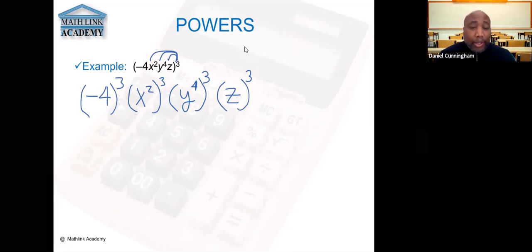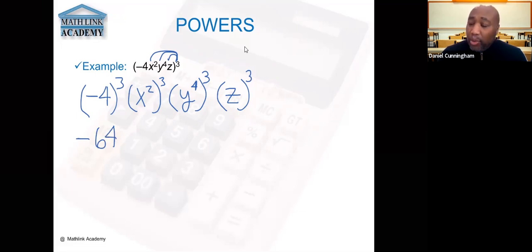Now let's actually do it. What is negative 4 to the third power? That's negative 4 times negative 4 times negative 4. Since it's an odd number of factors, we're going to have a negative. 4 times 4 is 16, times 4 is 64, I believe. So we have a negative 64.